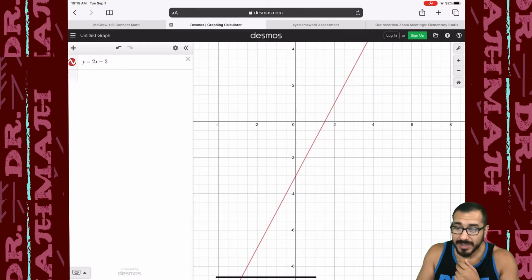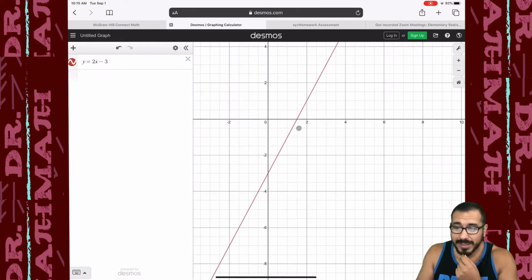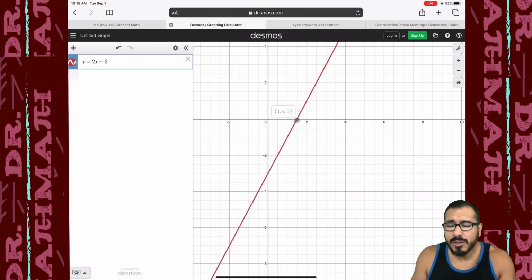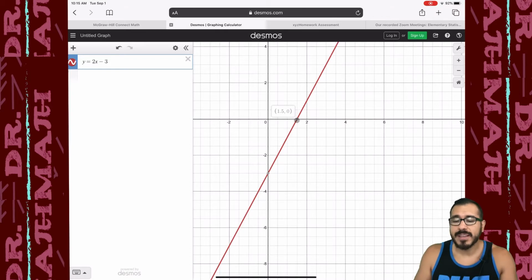You could look at points on our graph. So I could look at what's the x-intercept here. I could zoom in, pick a point, and I could see, oh, 1.5 is our x-intercept. Or what's the y-intercept here? Oh, it's -3. So again, we could get some quick information from Desmos.